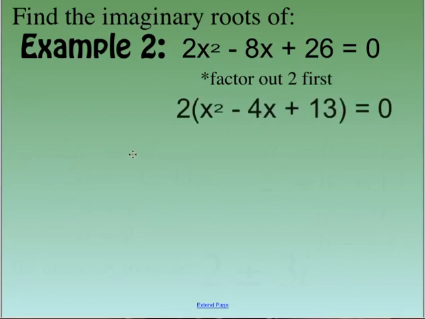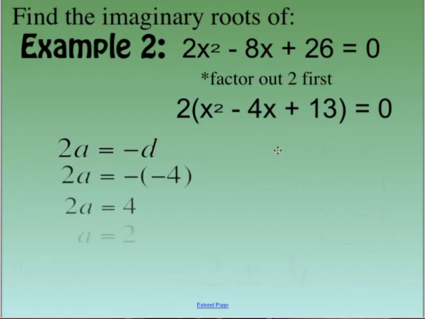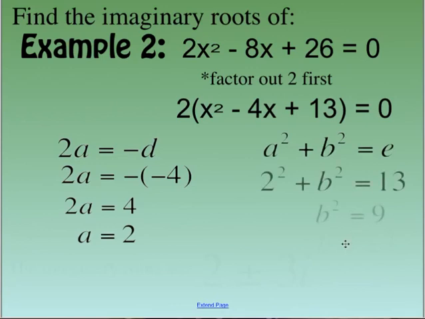So 2a equals the opposite of d is the first part of that shortcut. So 2a is the opposite of negative 4, which is just a positive 4. And so then that means a equals 2. Plug that into the formula a squared plus b squared equals e. So then I get 2 squared plus b squared equals 13. And so then b squared, if I subtract 2 squared from both sides, I get 9. So then b is plus or minus 3. And therefore my imaginary roots of this parabola are 2 plus and minus 3i.